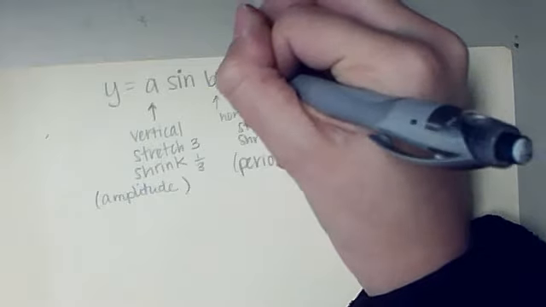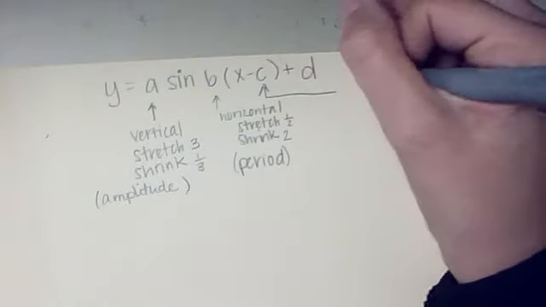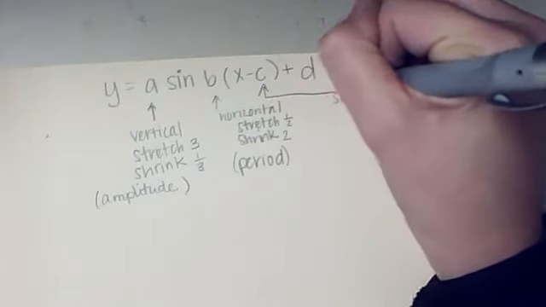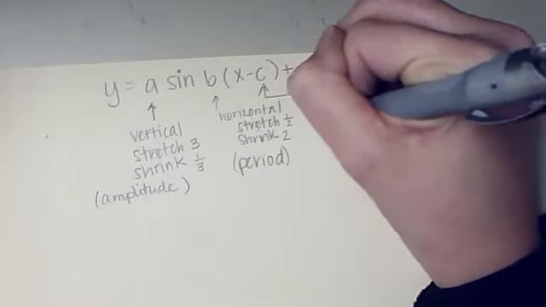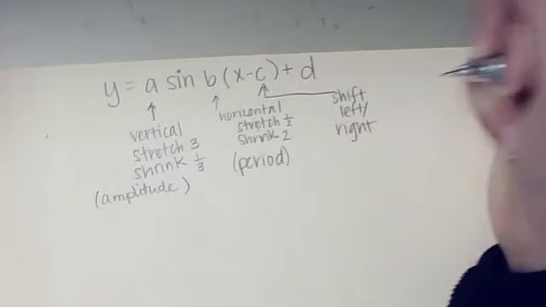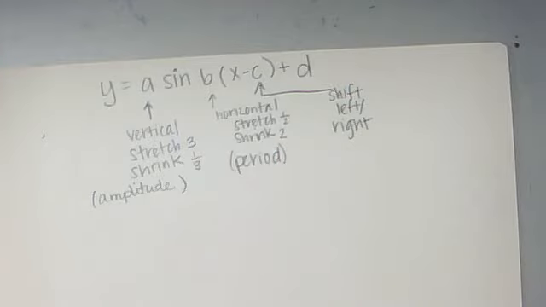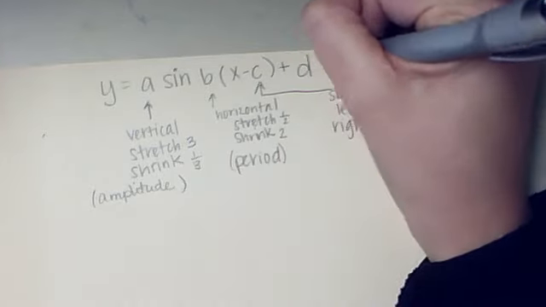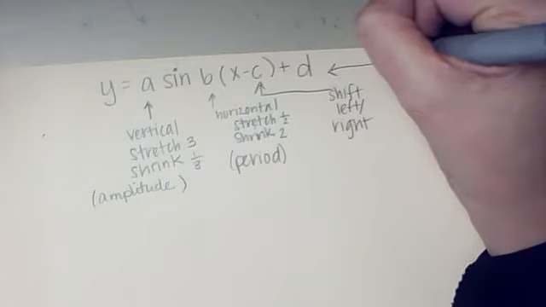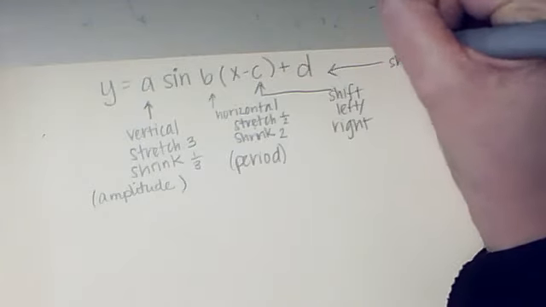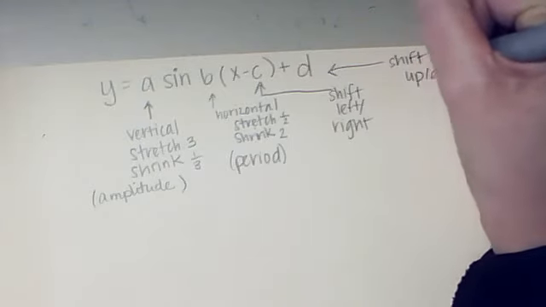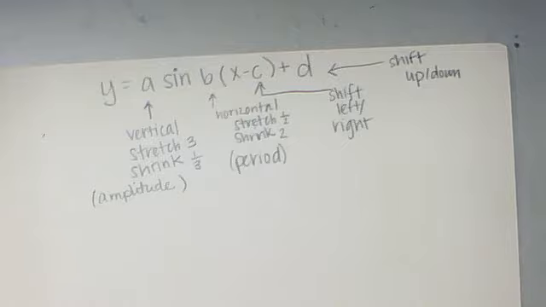This c, if it's plus or minus inside, that's a shift left or right. So that's inside of the parentheses. Remember, that's opposite what you think. So if it's negative, it's moving to the right. If it's positive, it's moving to the left. And finally, d, this one on the end, is a shift up or down. Remember, if it's positive, it's being shifted up, and if it's negative, it's being shifted down.